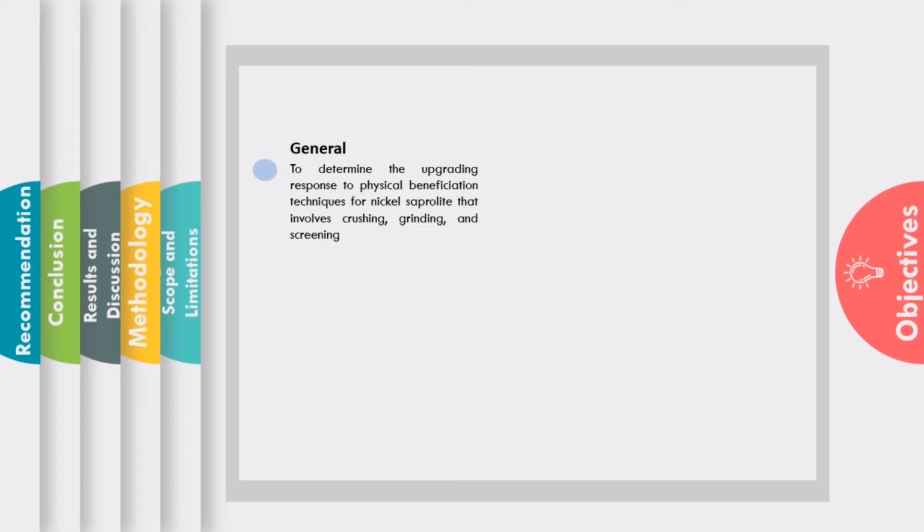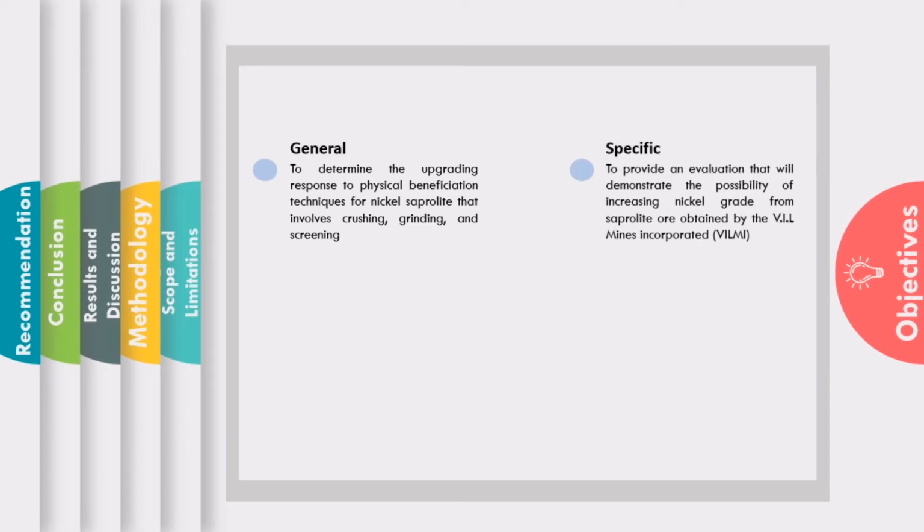While nickel saprolite is a type of nickel laterite which is formed beneath the limonite zone, and it contains generally 1.5 to 2.5 percent nickel and consists largely of magnesium-depleted serpentine in which nickel is incorporated. So for our specific objectives, first, to provide an evaluation that will demonstrate the possibility of increasing nickel grade from saprolite ore obtained by the VIL Mines Incorporated.